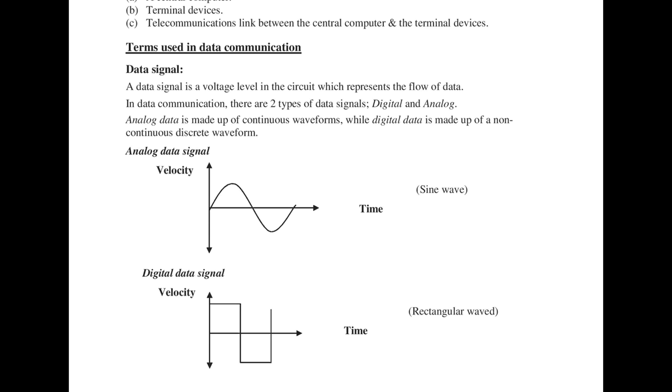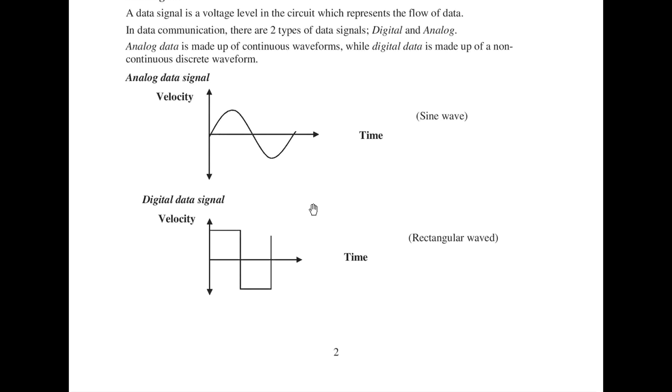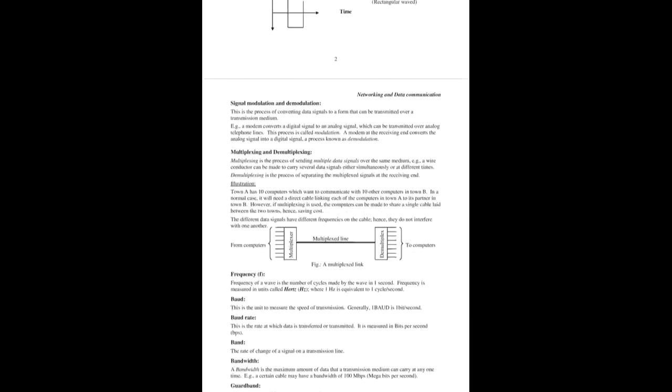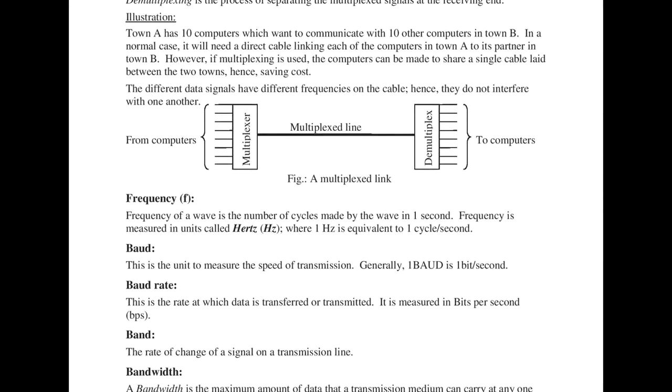When you talk about an analog signal, you can see it is a continuous signal. Whereas a digital signal has some breaks. So it is non-continuous or discrete. So guys, after having seen that, we can also proceed to the next terminologies.